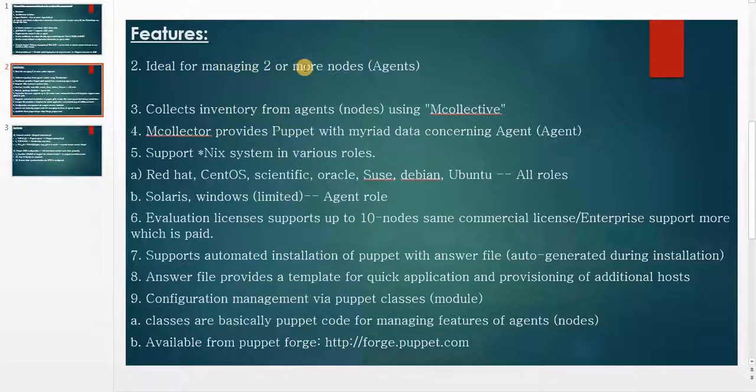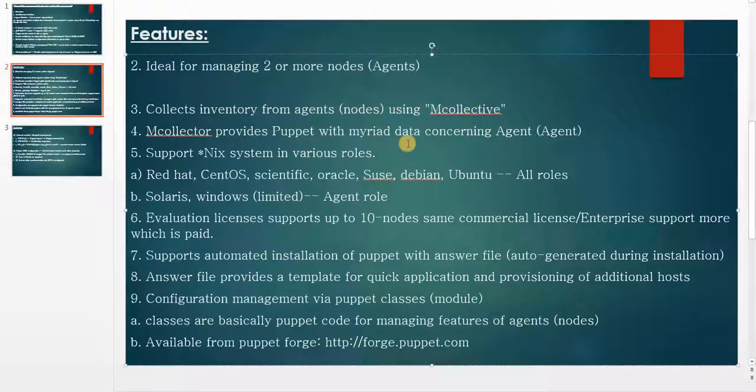Okay, so the next slide talks about being ideal for managing 2 or more node agents. So to just test your configuration, see how it works, and do a basic configuration for Puppet, you can have a minimum of 2 nodes running Puppet agent services. This is what it says. And collect inventory from agent nodes using mcollective.